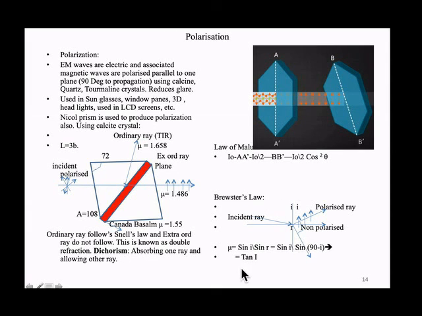Total internal reflection is different. Sin C is 1 by mu, from a denser medium to a rarer medium. The outgoing light goes grazing the surface. But Brewster's law is about reflection and refraction, both giving a 90 degree angle between the two, giving rise to a polarized ray.